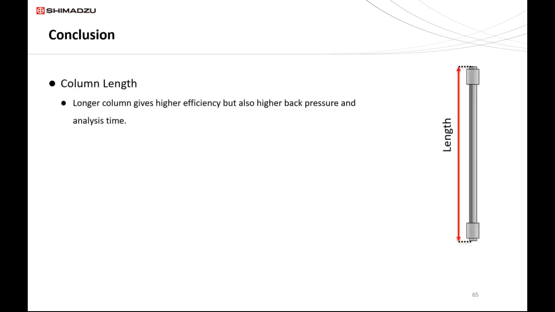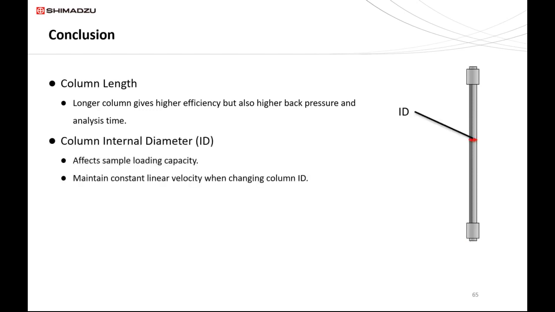For column length, we see that longer columns will result in higher efficiency and also an increase in resolution. But it also will cause back pressure to increase, and the analysis time will also be longer. The column internal diameter, or ID, affects the sample loading capacity. Larger ID columns are usually used for preparative purification of compounds. It is important to maintain a constant linear velocity when switching to columns of different ID in order to obtain a similar separation profile.